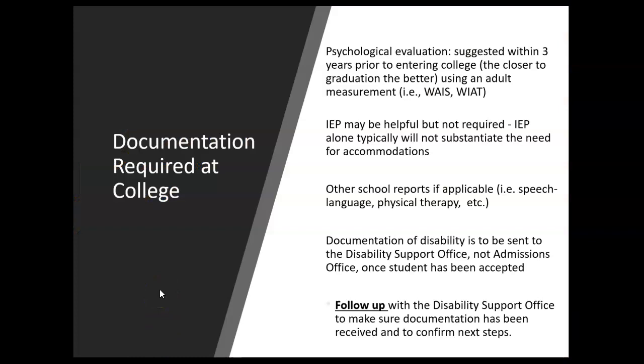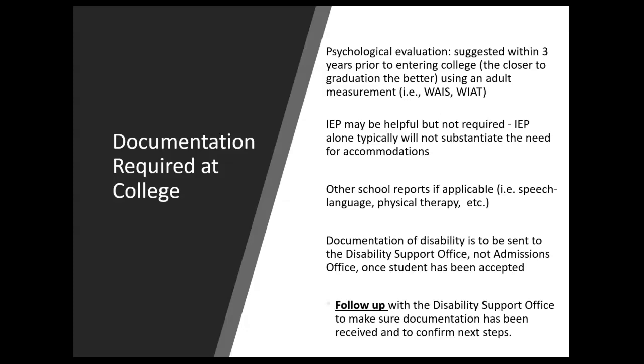What is some documentation that may be required at the college level? It's a good idea to have an up-to-date psychological evaluation done to be able to present to college. It's suggested that it be not longer than 3 years since the evaluation, and the evaluation should be an adult measure. So you want to check with your high school personnel to make sure that your son or daughter's information is as up to date as possible.